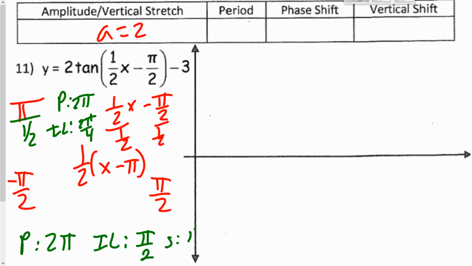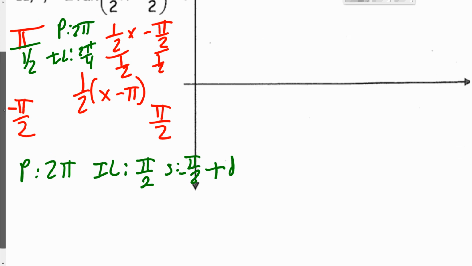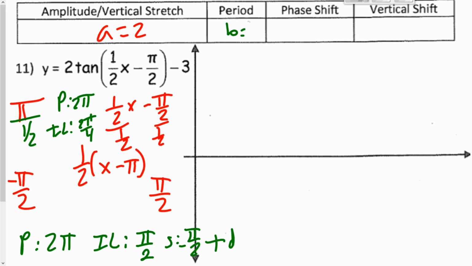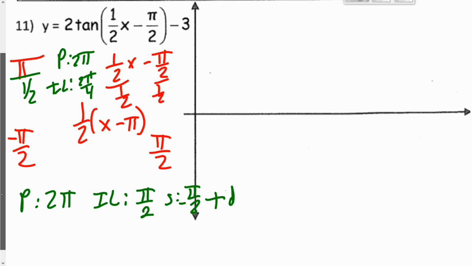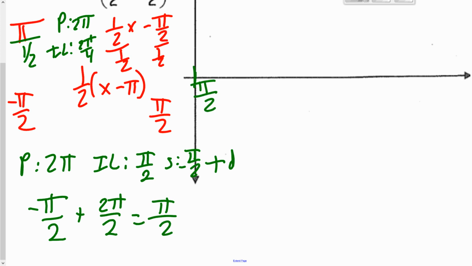The start is at -pi halves, but we got to add our d to that, so we add our d, and our d is positive pi. So our b was a half, our d is pi, and our vertical shift is -3. Okay, so we take -pi halves, and we add our d, and our d is pi, so that's 2 pi over 2, so we get pi halves. So we're actually going to start at pi halves instead of -pi halves.